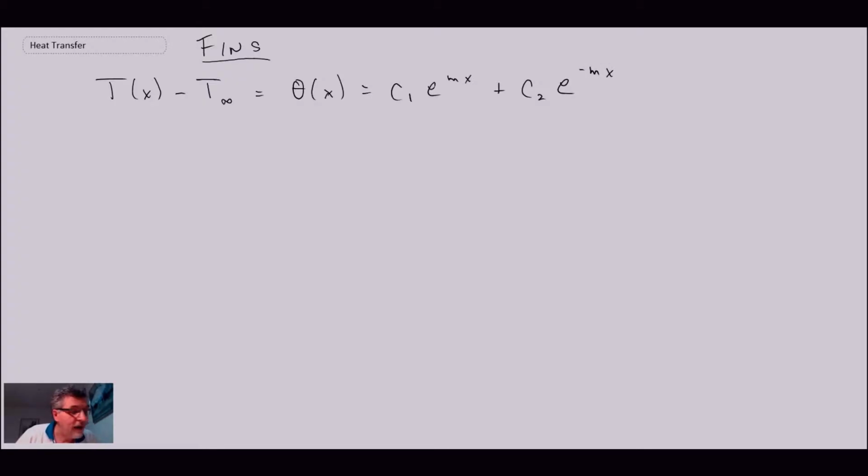Okay, so we're taking a look at fins, conductive, convective systems, and in the last segment what we did is we came up with an expression for the temperature distribution along a fin. We had made a substitution of variables and we were expressing it in this theta of x, but what we said is the temperature distribution could be expressed as a linear combination of the solution that we came up with. And in order to solve for C1 and C2, we need boundary conditions. So that's what we're going to look at now.